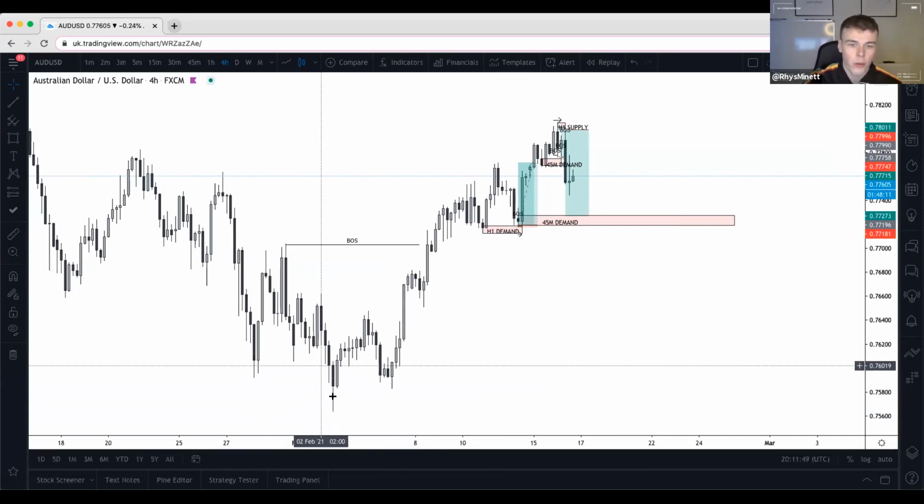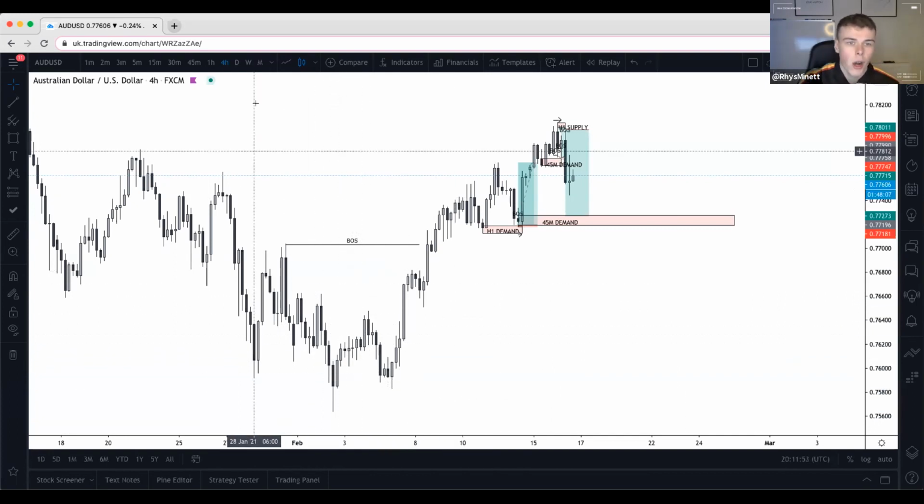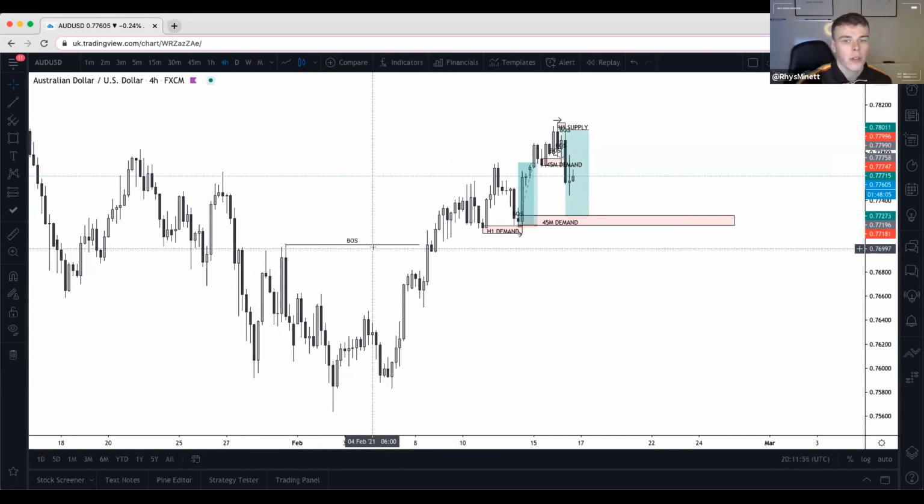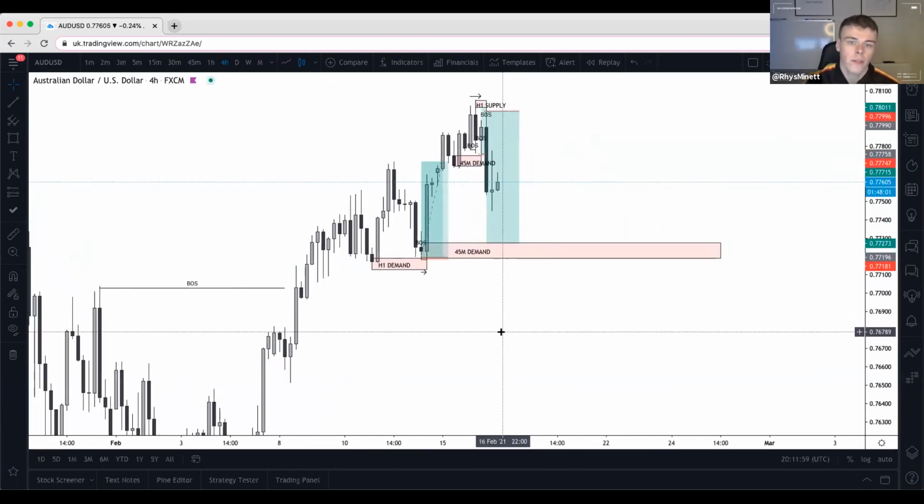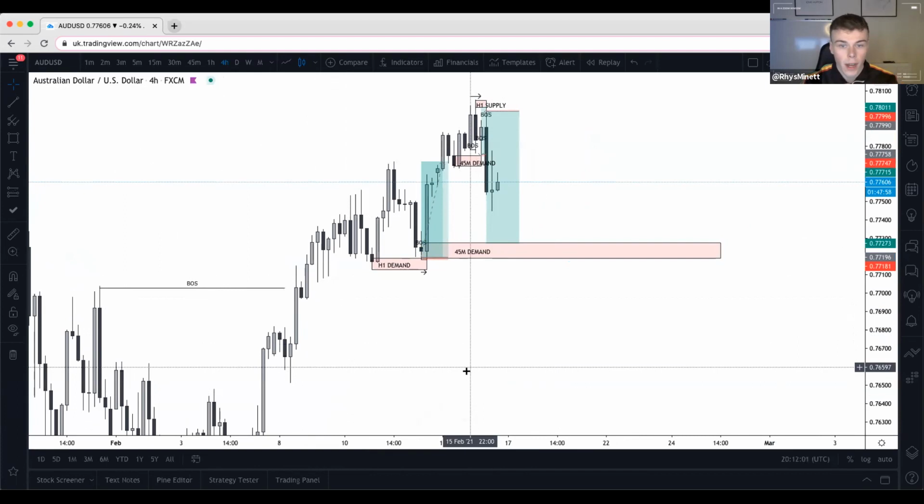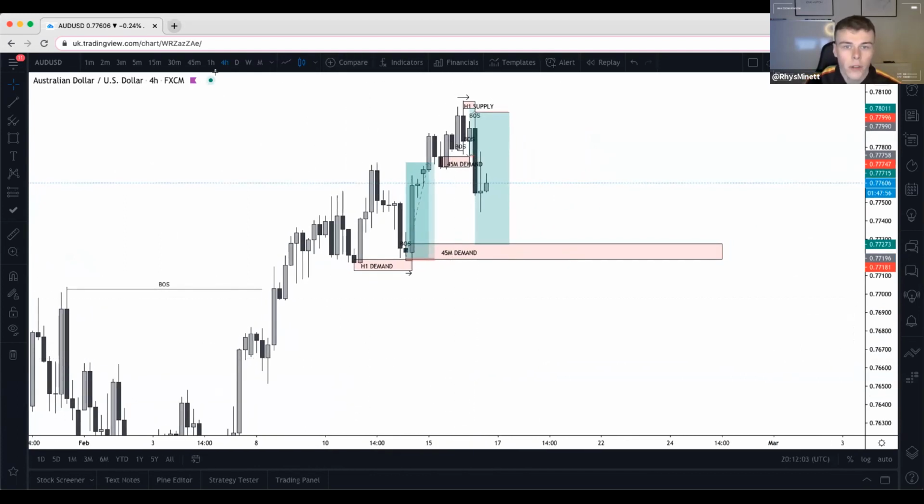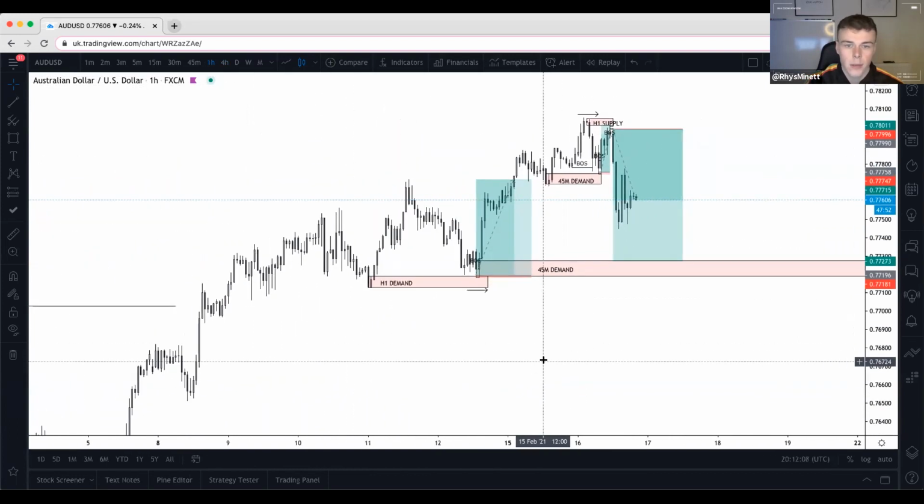Right here, we broke structure. We obviously had internal breaks of structure on the inside, but on the 4-hour chart, we've had this break of structure right here. Price is pushing up, and this is where we can start to look for our trades. So on the 4-hour time frame, let me drop it down to the hourly and explain some of these steps, okay?